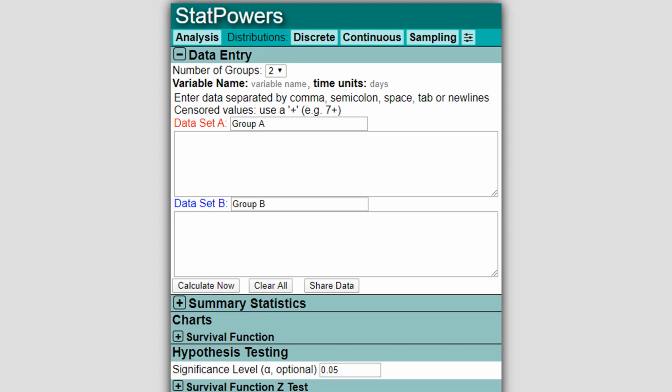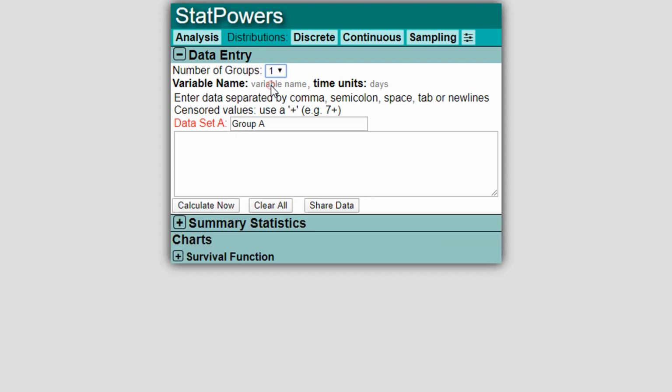This one is for a new portion of the website. At least it's new at the time of this recording. This is, I guess we could call it, basic survival analysis. So it's survival data. I'm going to start to simplify this a little bit. I'm going to change the number of groups to just one. We're only going to look at one sample of survival data.